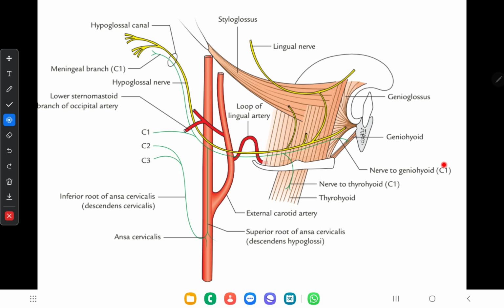Then hypoglossal nerve supplies all the intrinsic muscles of the tongue as well as 3 extrinsic muscles of the tongue, styloglossus, hyoglossus and genioglossus muscles, except palatoglossus muscle. Then you have to know how the nerve function is tested in a patient, as well as what happens if there is a lesion in the hypoglossal nerve.